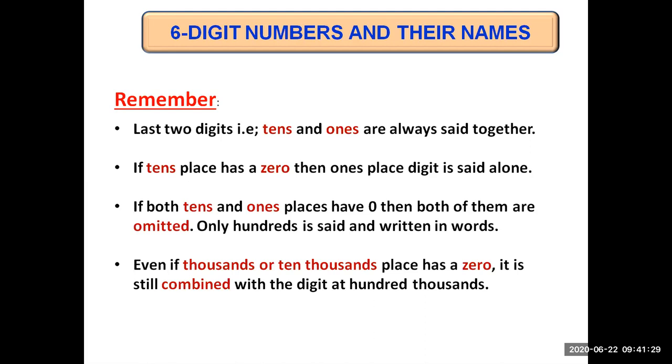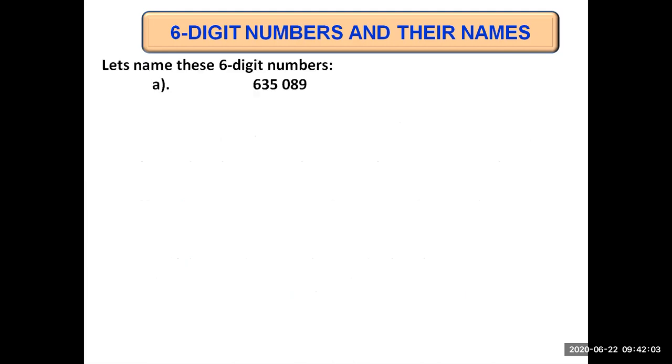Even if the thousands or 10,000s place has a 0, it is still combined with the digit at 100,000s, because we name the house of thousands, the digits in the house of thousands, collectively. That is the rule. You cannot say 7 100,000s, 2 10,000s, and 0 1,000s. No, not like that.